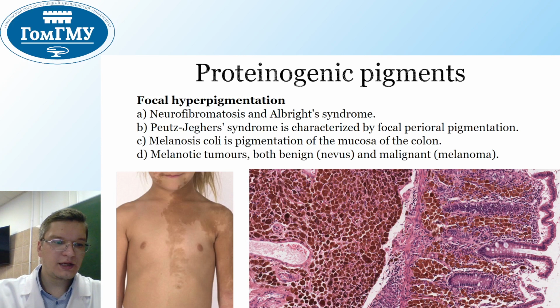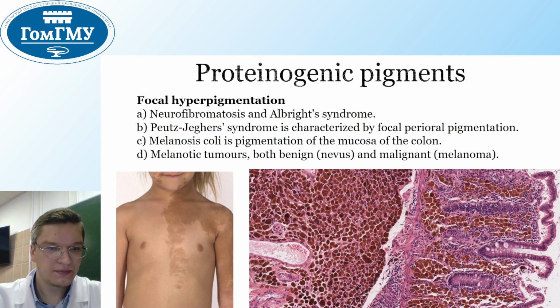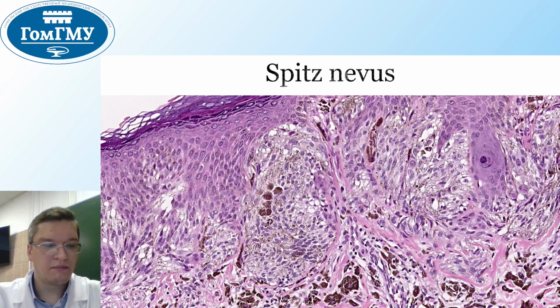Focal hyperpigmentation is seen in neurofibromatosis and Albright syndrome, the left picture. Bates-Yeager syndrome is characterized by focal perioral pigmentation. Melanosis coli, seen in the large microphotograph, is a pigmentation of the mucosa of the colon. Melanocytic tumors, both benign, such as pigmented nevus, and malignant, such as melanoma, are associated with increased melanogenesis.